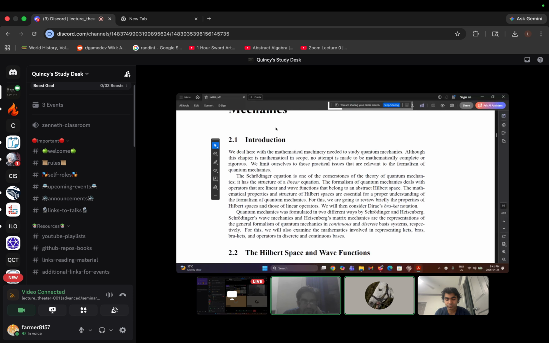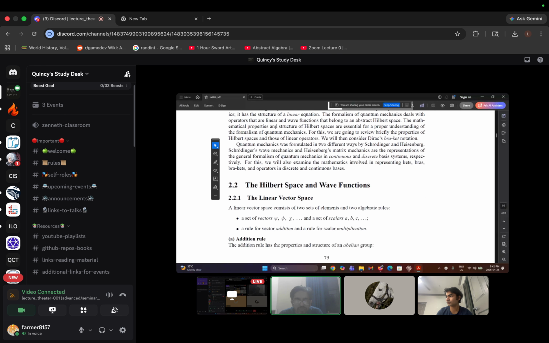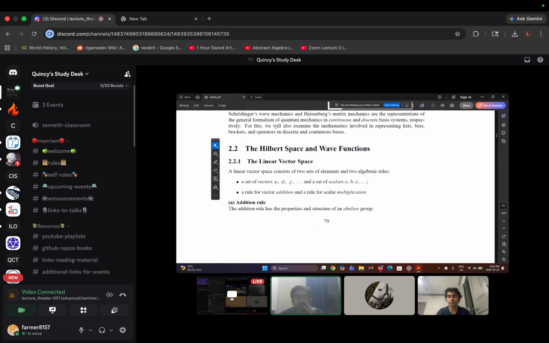Quantum mechanics is formulated in two different ways, by Schrödinger and Heisenberg. Schrödinger wave mechanics and Heisenberg matrix mechanics are the representations of the general formalism of quantum mechanics in continuous and discrete basis systems, respectively. For this, we will also examine the mathematics involved in representing kets, bras, brackets, and operators in discrete and continuous spaces.